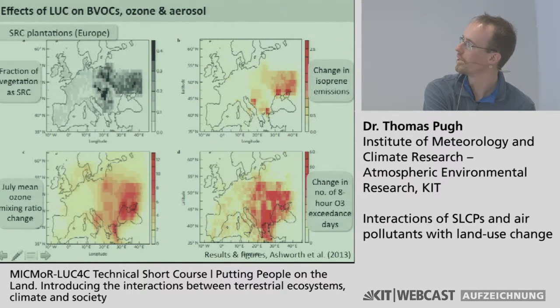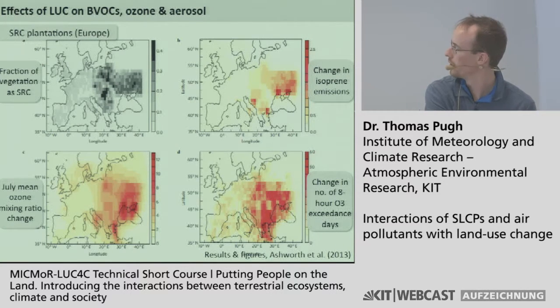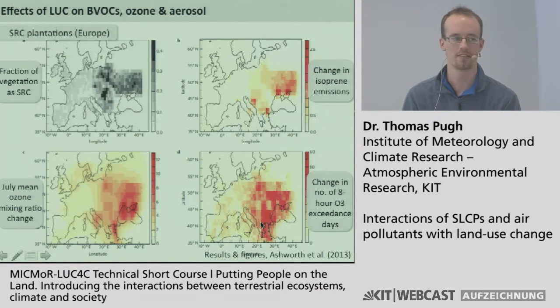So this here shows the increase in the fraction of the vegetation in short rotation coppice, leading to an increase in the isoprene emissions. And this led to an increase in the mixing ratio of ozone, and in particular to the number of days per year in these regions in which this ozone exceeded the acceptable limit set by the EU.